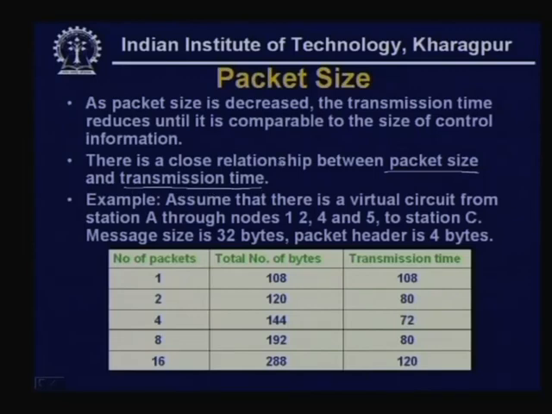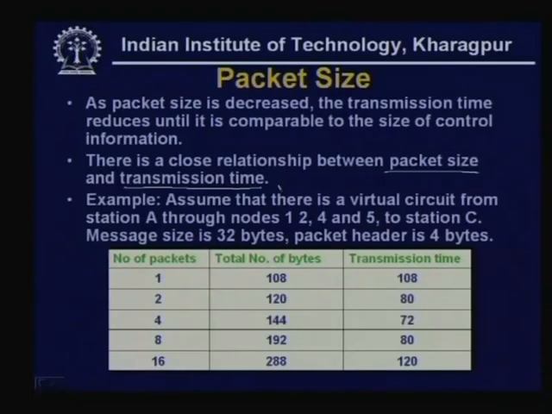As you have seen, if the size of the packet is large, transmission time will be longer. If the size of the packet is small, transmission time is smaller. On the other hand, there is another important parameter. As I said, a packet will have header and trailer, and header and trailer bytes will be the overhead. So, if the size is very small, then the overhead will be much higher, although transmission time will be shorter.